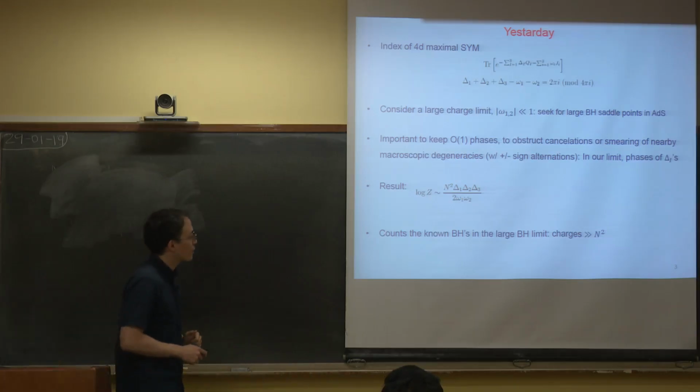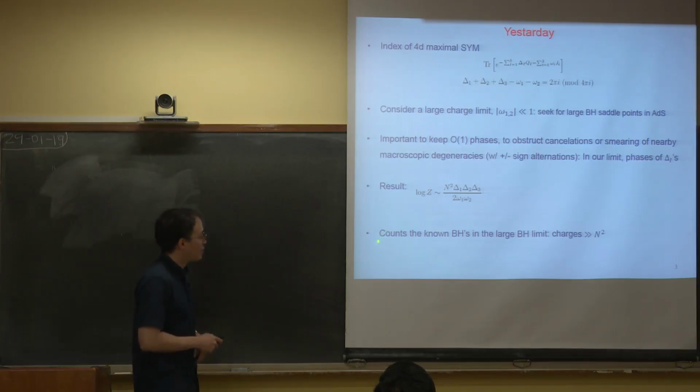Okay. So the result that we got after this kind of calculation was that the log of this index asymptotically becomes N squared divided by this small Cardy factor, multiplied by this internal charge chemical potential. And these are required to carry order 1 imaginary parts forced by this formula. So this has N squared times an order 1 number divided by this large charge factor. I explained to you that this Cardy free energy counts the known black hole's entropy in the large black hole limit, when the charges are much larger than the central charge of the system.